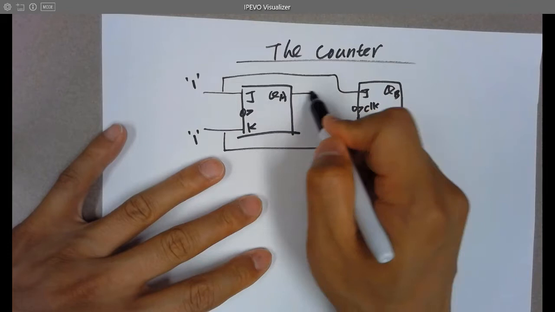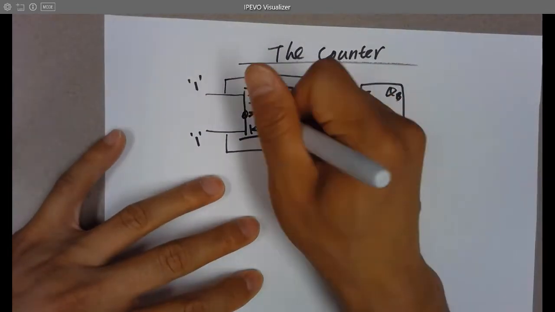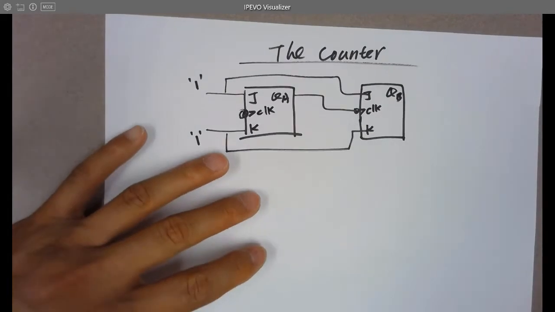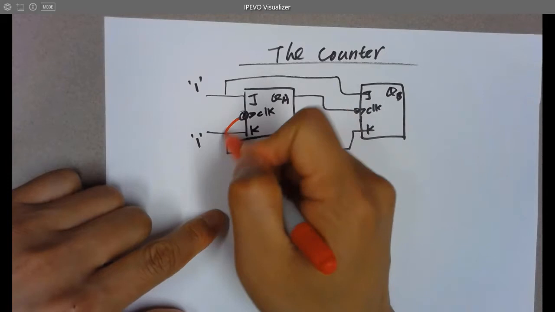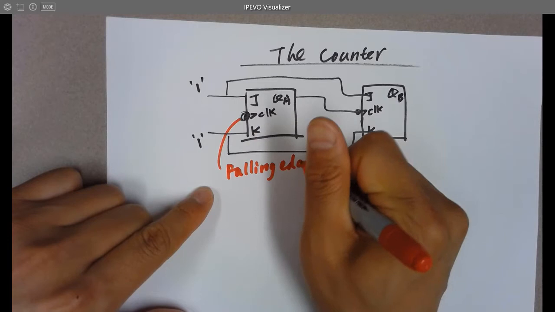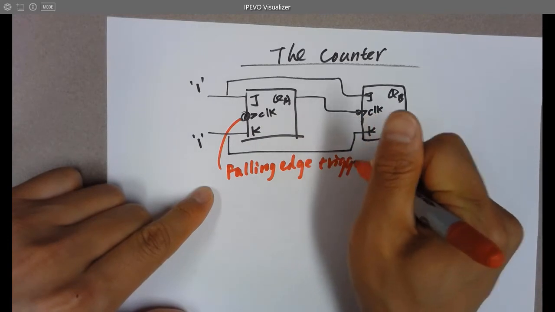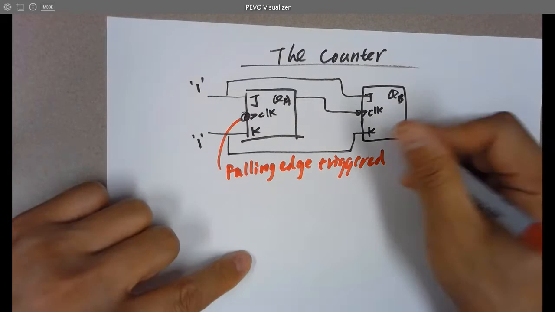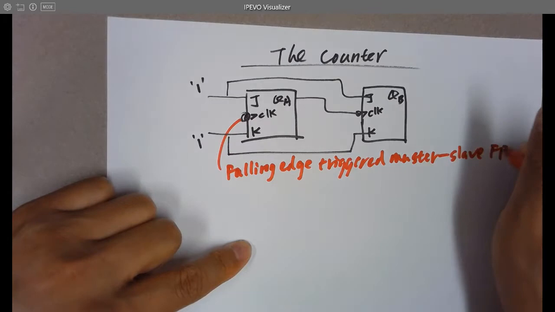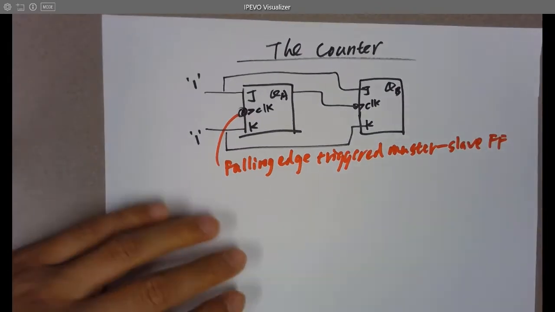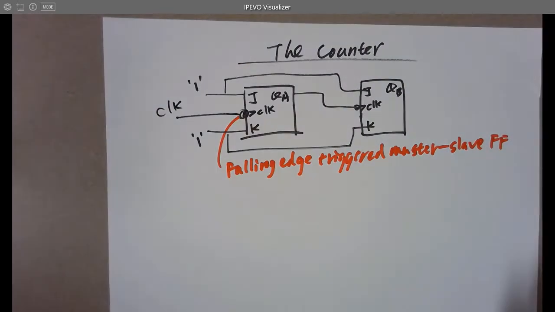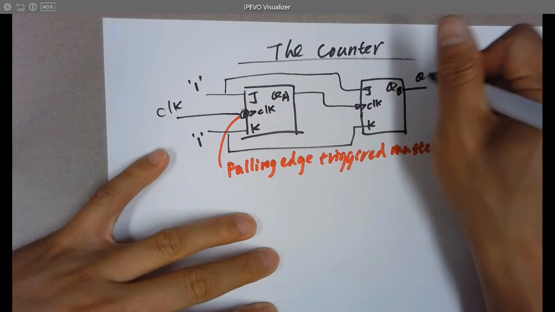And now you use QA as a clock for the next stage. Whenever we have a little bubble here for the clock, that means it's falling edge triggered. That's why there's a bubble. It's a falling edge triggered master-slave flip-flop. Okay, keep that in mind. And now you definitely have a clock for this one. Let's see what QA and QB are.